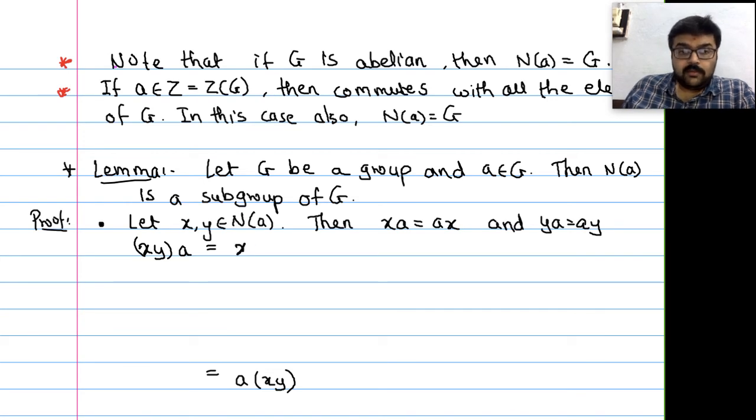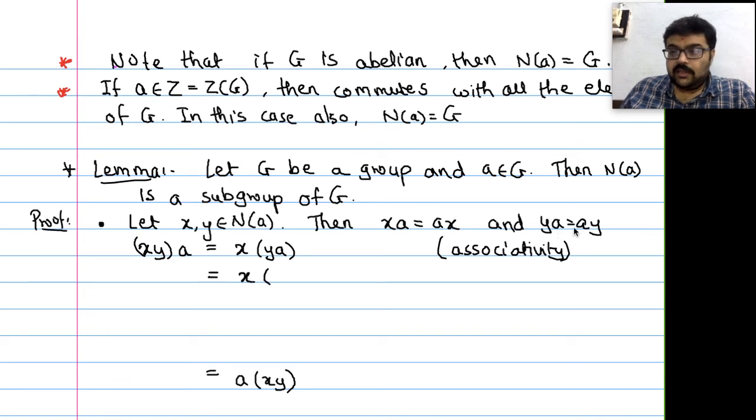By associativity, we can write this as X(YA). Now, Y is in N_A, so YA equals AY. The reason is that since Y belongs to N_A, YA equals AY, so we can write this as X(AY).